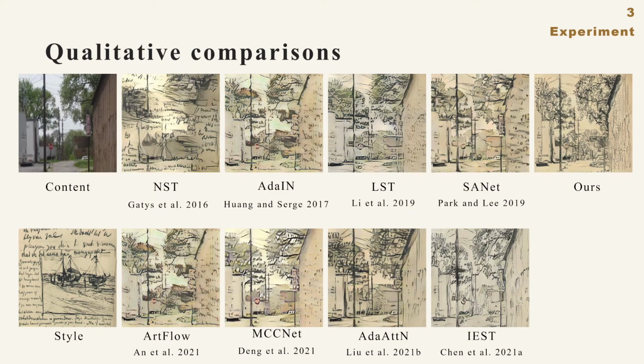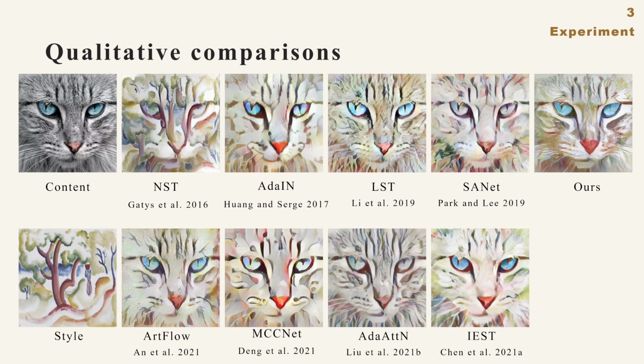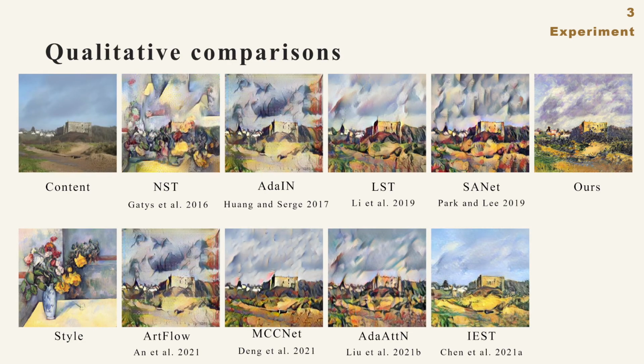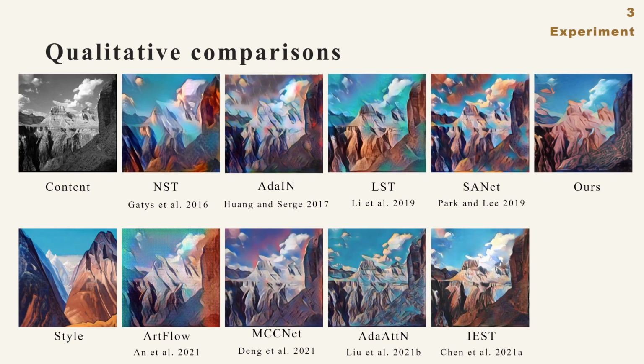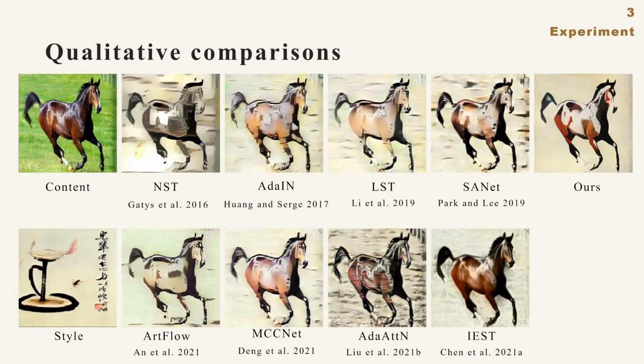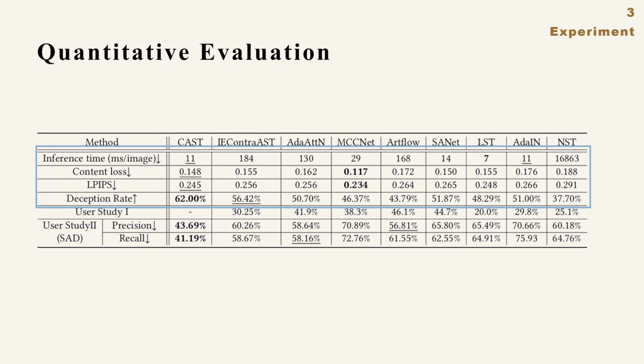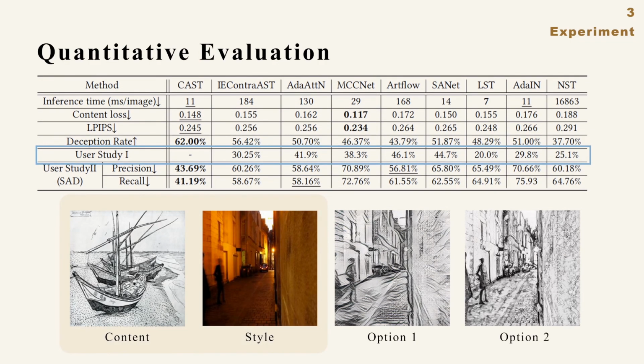Here, we show qualitative results of our method against several state-of-the-art methods. The comparison shows the superiority of our method in terms of visual quality. For instance, our method successfully captures the large portion of empty regions in the style image. We use the content loss, learned perceptual image patch similarity, and deception rate, and conduct two user studies to evaluate our method quantitatively. In user study 1, we compare our method with 8 state-of-the-art style transfer methods to evaluate which method generates results that are most favored by humans.